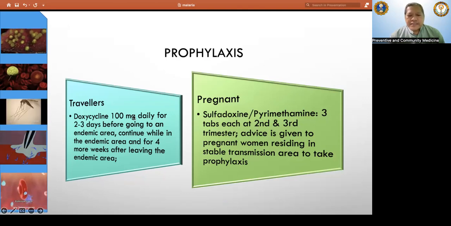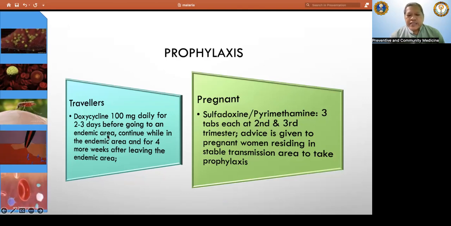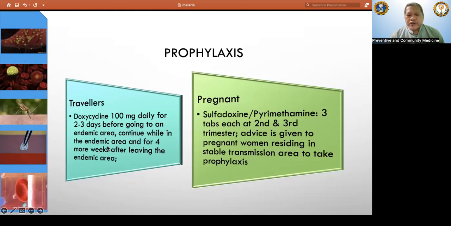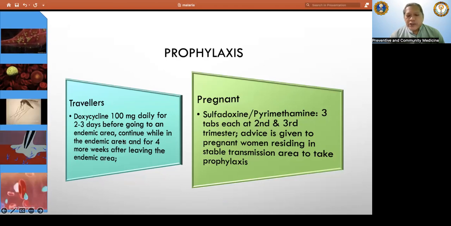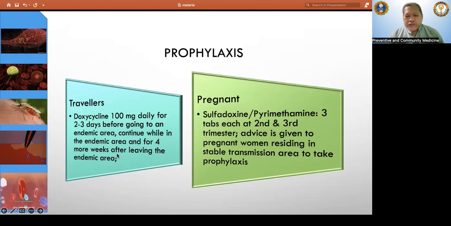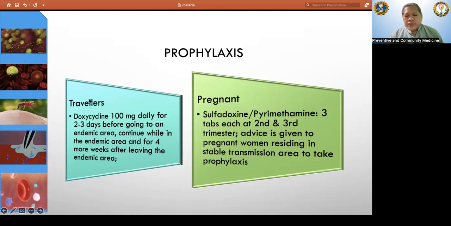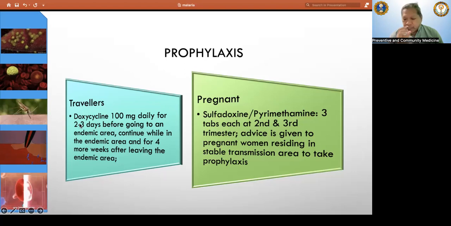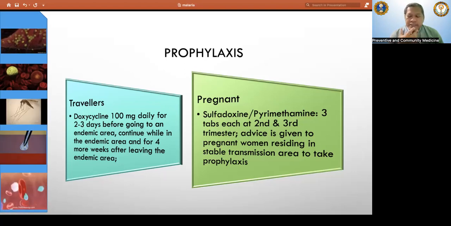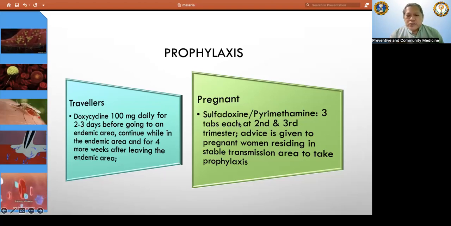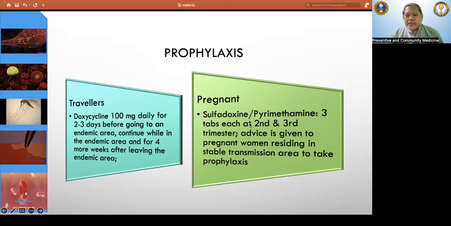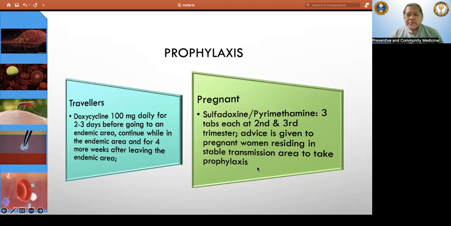For prophylaxis, giving of doxycycline 100 milligrams daily for 2 to 3 days before going to an endemic area, and continue while in the endemic area and for 4 more weeks after leaving the endemic area. For pregnant women, so bawal ang doxycycline because it will cause bronze teeth dun sa baby. So you give sulfadoxine-pyrimethamine, 3 tabs each at 2nd and 3rd trimester.